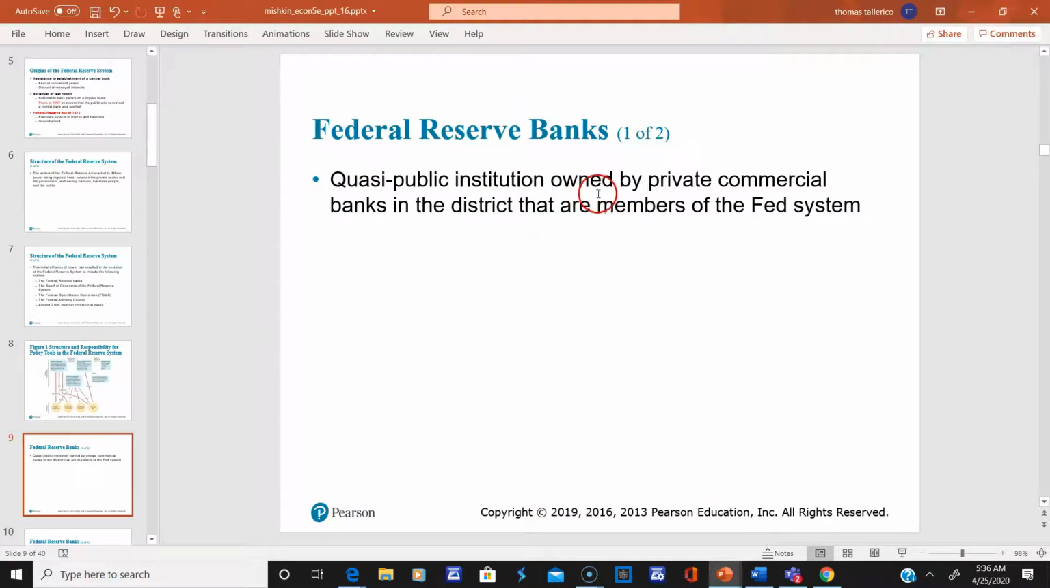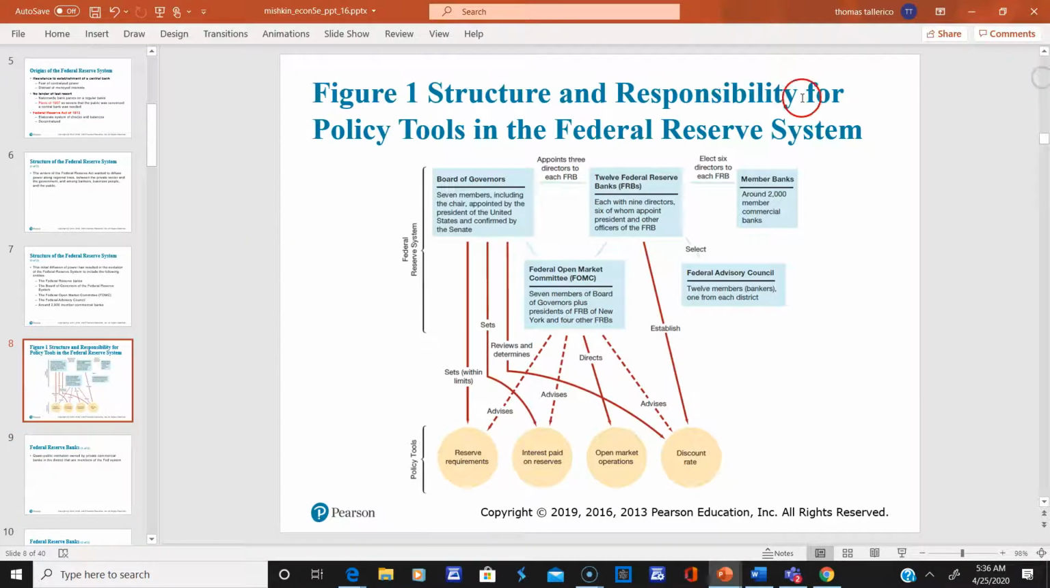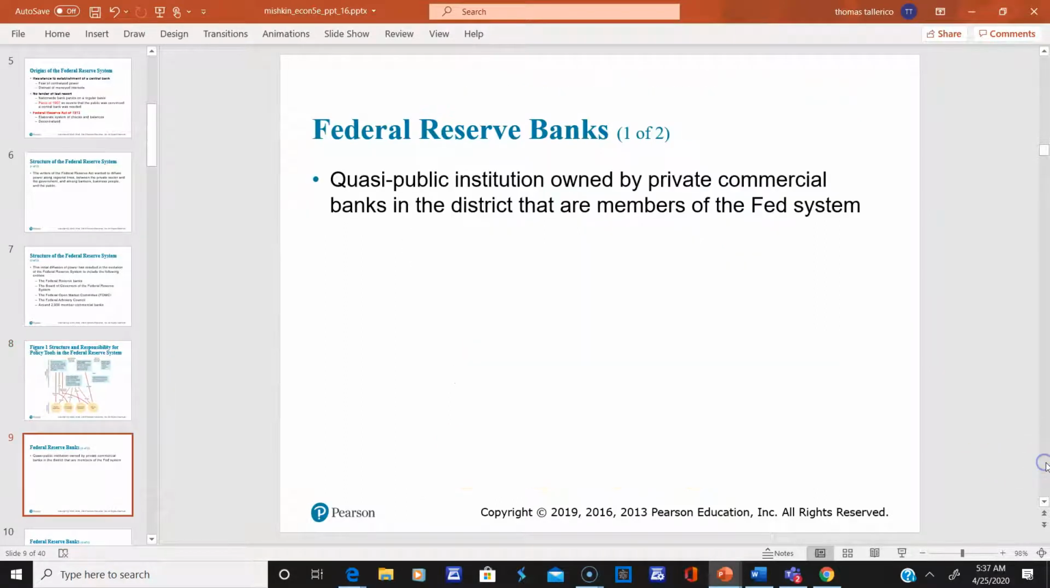All right, so the 12 Federal Reserve Banks are public institutions, and they're owned by private commercial banks in the district that are members of the Fed system. So this is not by any means totally a government agency. That's why it says quasi-public, all right? Because there's the Fed in Washington, the main branch, and we'll go back for a minute and look at that. So here's the Board of Governors in Washington, and then here are the 12 that are privately owned, right? So there's a handshake here between government and commercial.